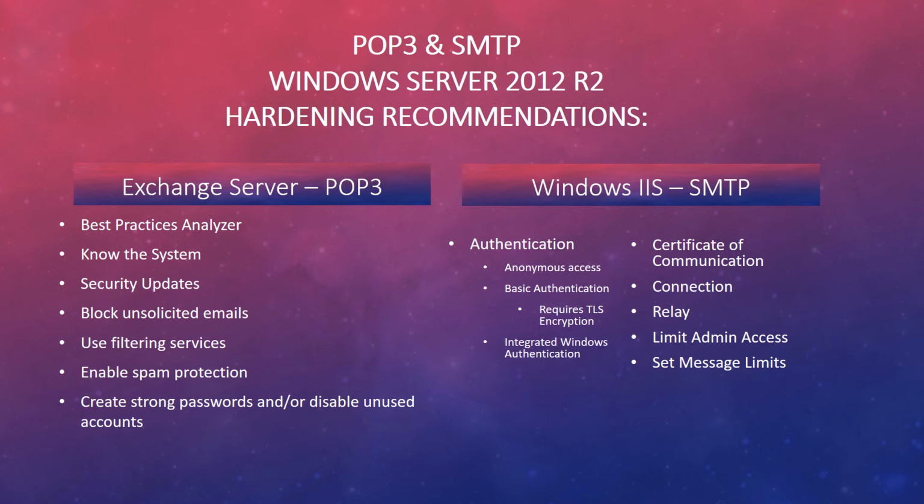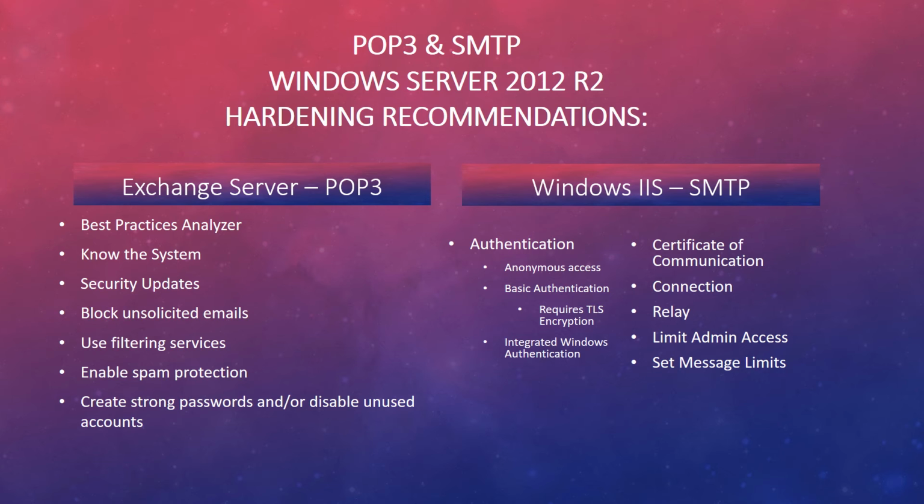Next is going to be the certificate of communication. The user can secure all SMTP communications by implementing encryption and installing security certificates. Connection. This option allows the user to restrict access to the server, and this is done by specifying which IP addresses are allowed and which IP addresses are not allowed to contact the SMTP server.